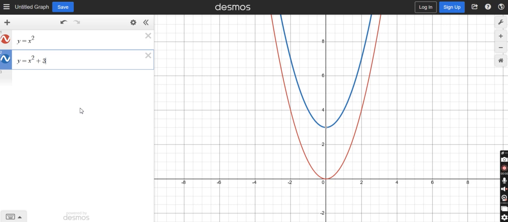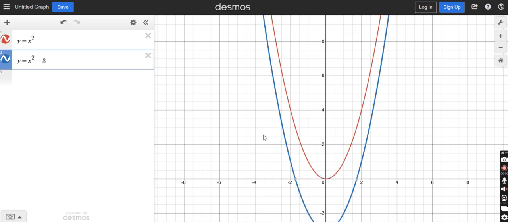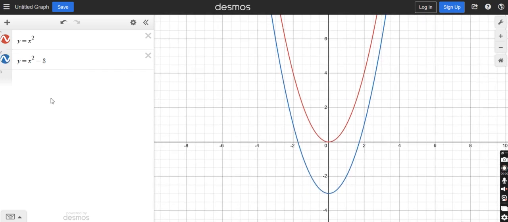And what happens if I go down 3 or down any number? I would just subtract the value, and then you can see the parabola goes down. What's happening is that when the y's are being calculated, they're being calculated from x squared, and then we're changing the y by adding a number to it or subtracting a number. So this is called a vertical translation. Vertical means up and down. Translation means movement. This is a vertical translation.